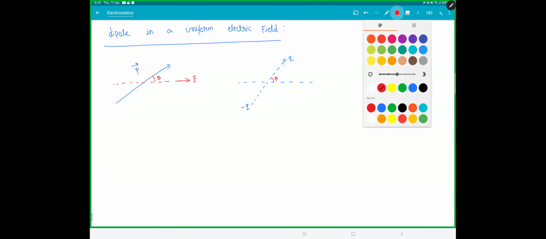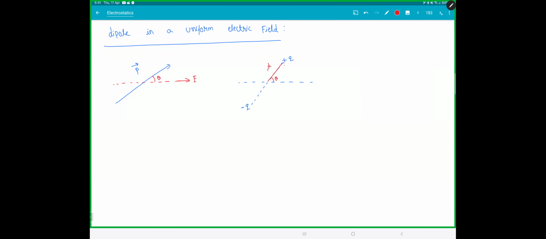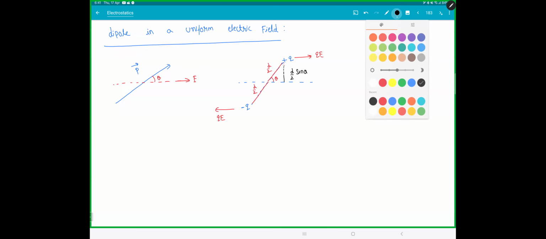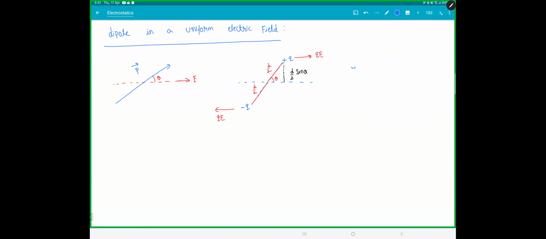So if you drop and this distance will be how much? This guy will be d by 2. This guy will be d by 2. And this force will be q into E. The field will be in the direction, force will be in the direction of the field. This guy will be QE, opposite to the field. And this perpendicular distance will be d by 2 sine theta. So basically this is forming a couple. We have two equal and opposite forces with a distance between them. So the torque due to this couple will be Q into E d by 2 sine theta into 2 times because there are two of them. So we get torque is equal to Q into D into E into sine theta.